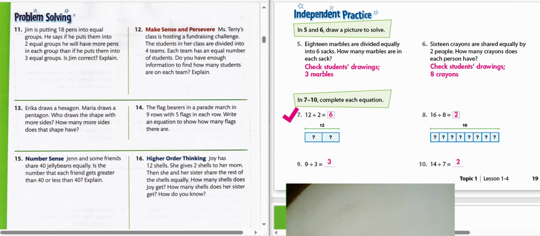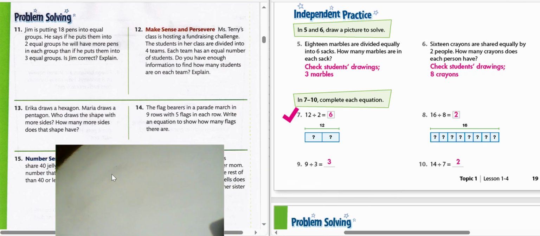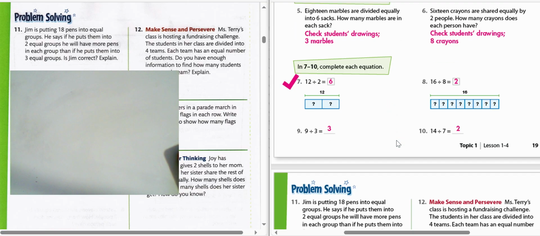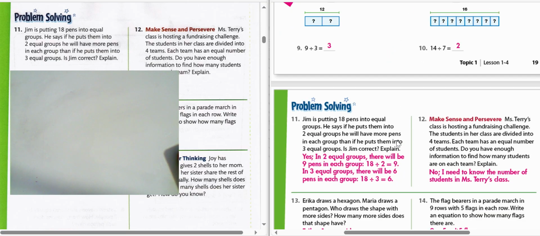Question number 11. Jim is putting 18 beans into equal groups. He says if he puts them into 2 equal groups, he will have more beans in each group than if he puts them into 3 equal groups. Is Jim correct? Explain. We can write 18 divided by 2. We know 18 divided by 2 equals 9, but 18 divided by 3 equals 6.